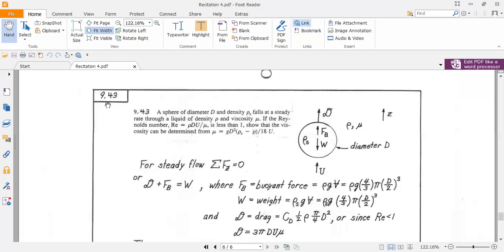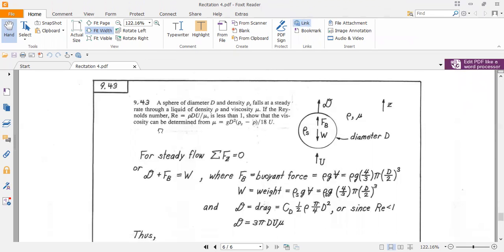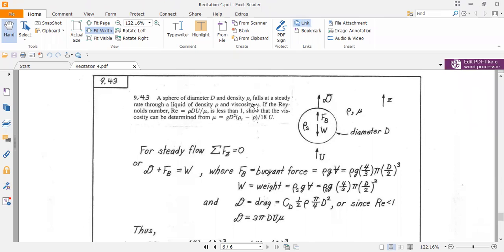So the next question is about 9.43. This question says that a sphere of diameter d, so this sphere has a diameter d and the density is rho s, falls at a steady state through a liquid of density rho. So the solid's density is rho s, but the liquid's density is rho and viscosity is mu. If the Reynolds number, given by this equation, is less than 1, then show that the viscosity can be determined from mu equals this equation.